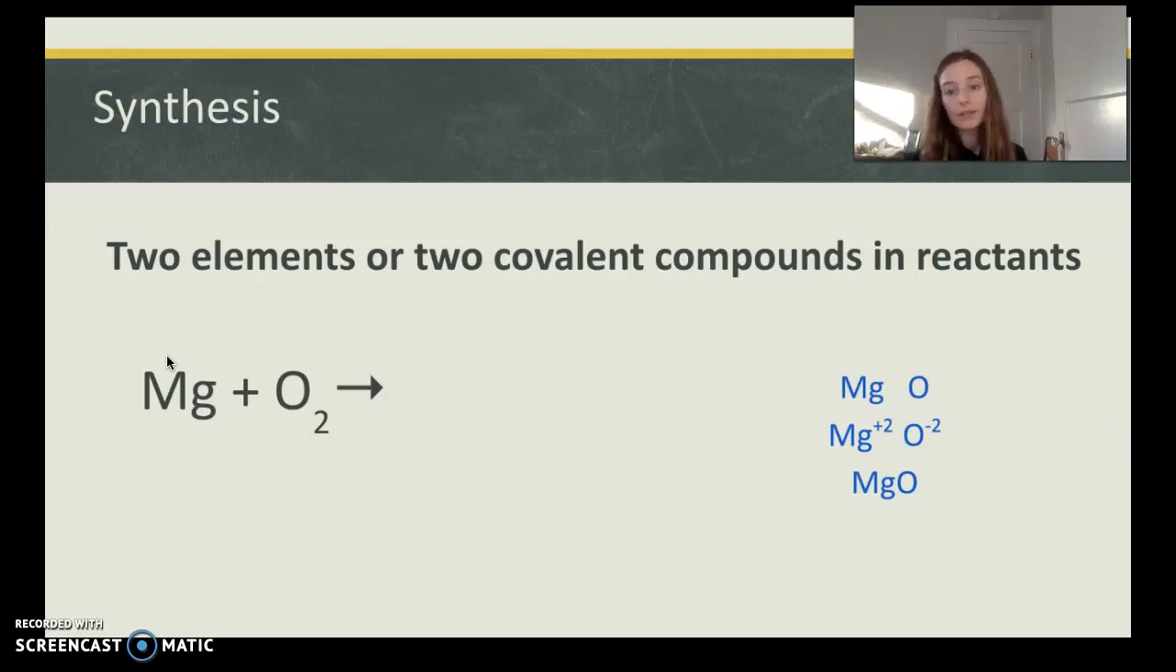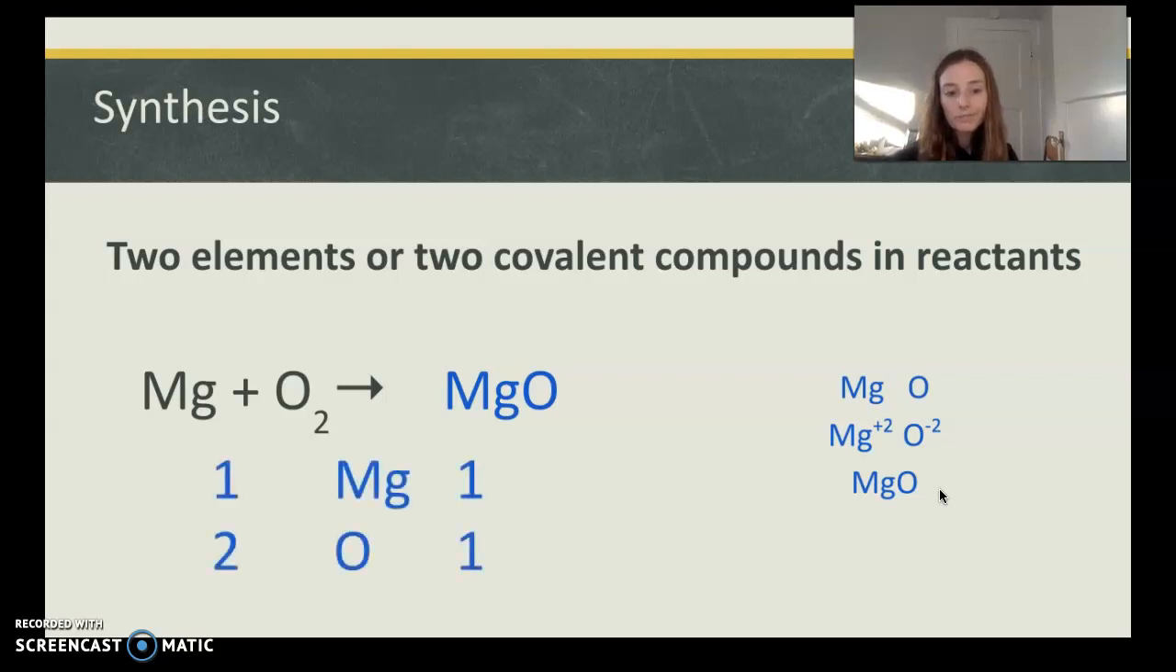Well, this one is super easy. Because I look at my periodic table of elements, figure out that the charge on magnesium is +2 and on oxygen it's -2. So I crisscross this ionic compound, and this is just review from previous sections, and thus my compound here is MgO. My next step said to balance my equation, so I show my inventory.